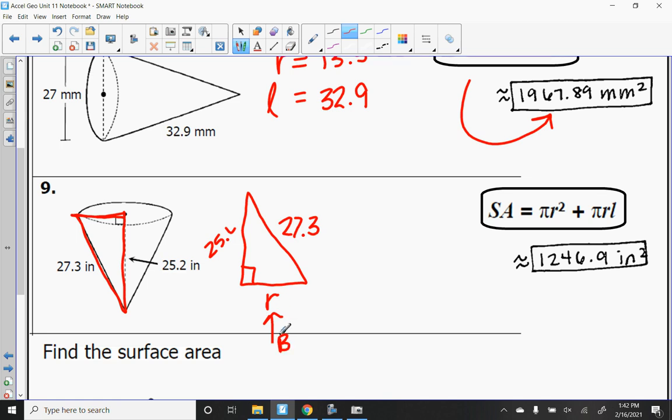And once you get your radius, then you would just put it in every time you see the r. But you already have your slanted height of 27.3. So that you already have, so you would just put it here at the end. And you will be ready to get your answer, which I provided.